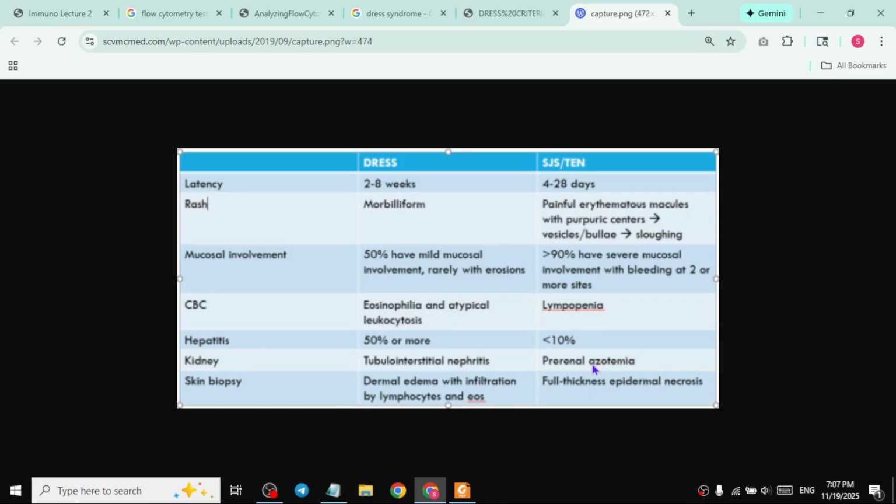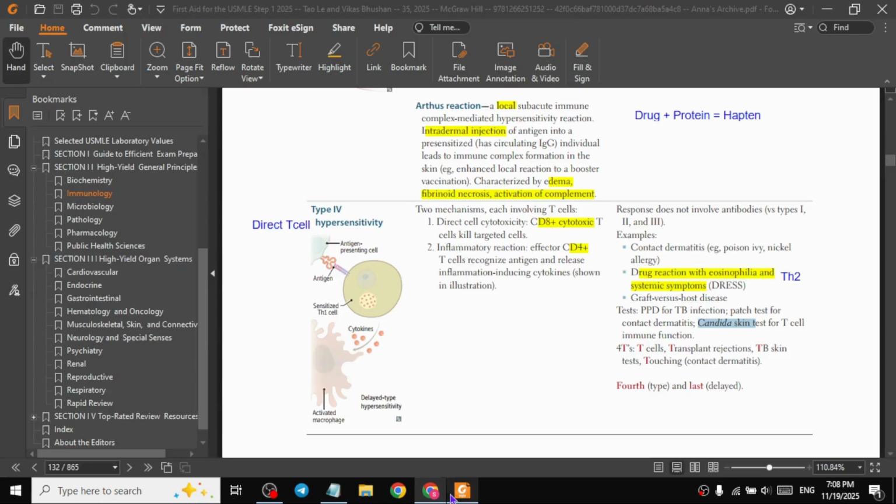Because you're not going to have enough preload to go into the kidneys, right? So you get pre-renal azotemia, right? And then you see skin biopsy, full thickness, complete thickness, epidermis, dermis, everything will be involved with necrosis. Okay, it's a good diagram to keep to understand the difference between DRESS and SJS.